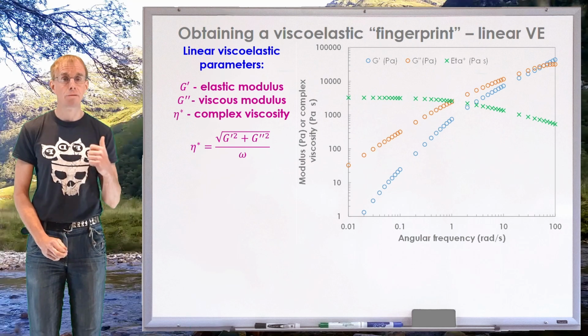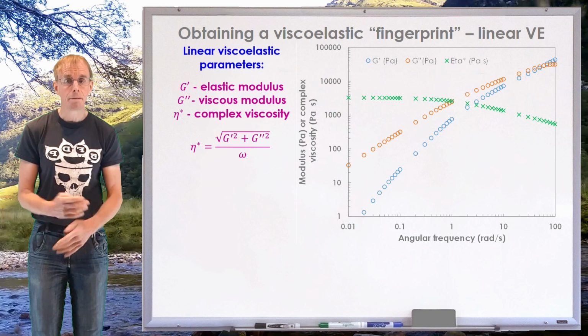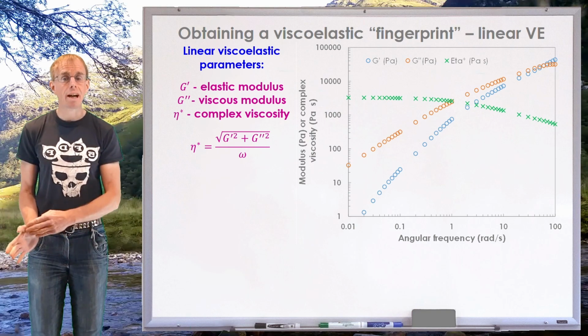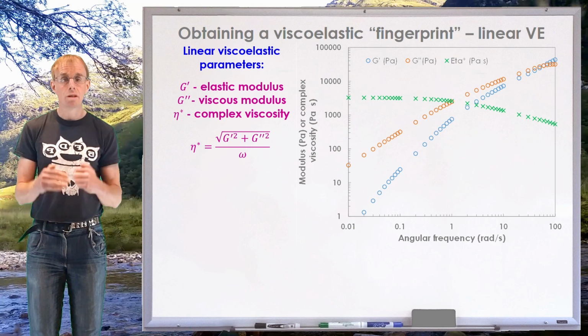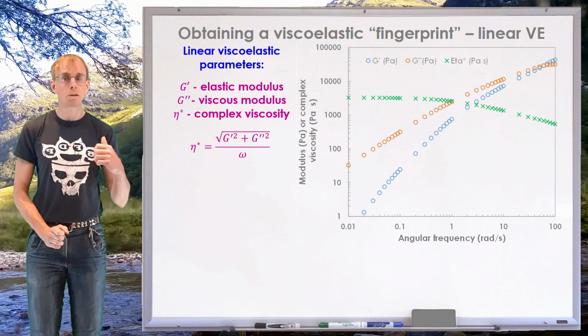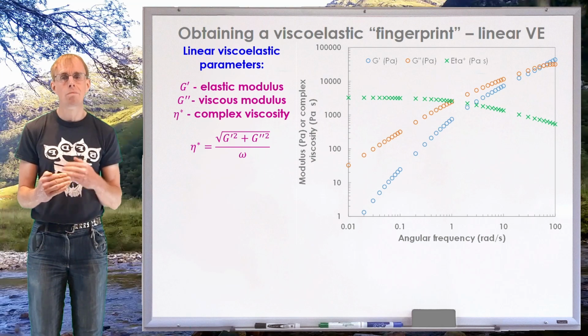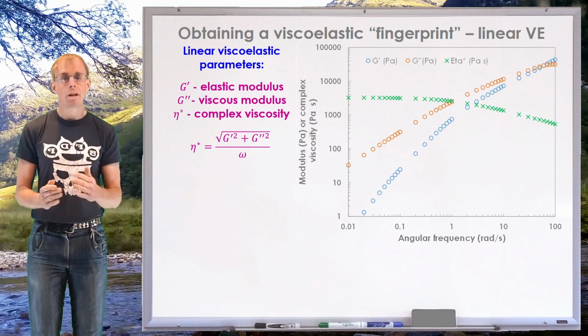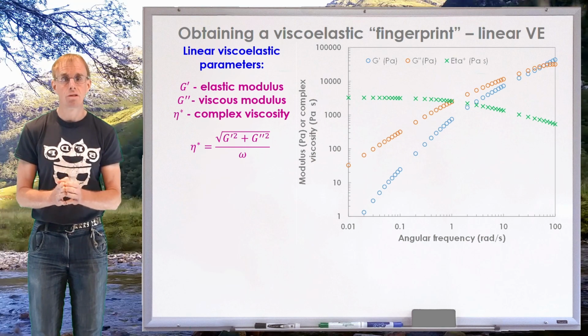So at low angular frequency, the material is behaving in a viscous dominant manner. We can see that as we increase angular frequency, those blue dots get closer to those orange dots. Those blue dots are the elastic modulus, and so elasticity starts to play a more and more important role until such a point you actually get a crossover between the two quantities.